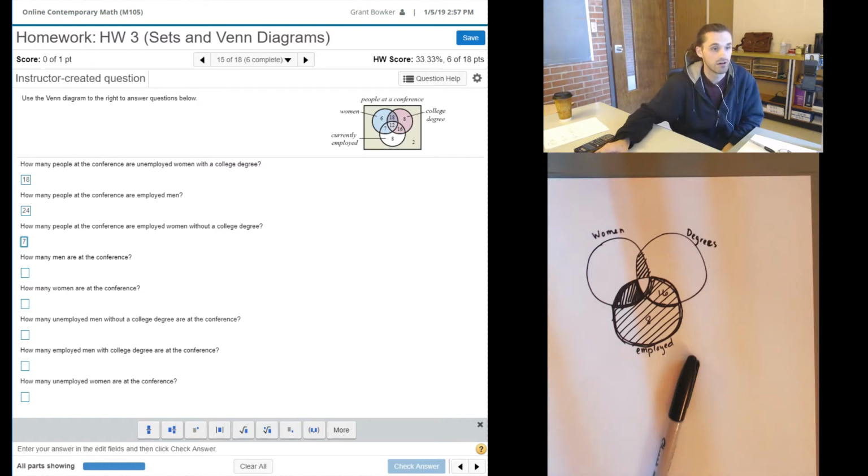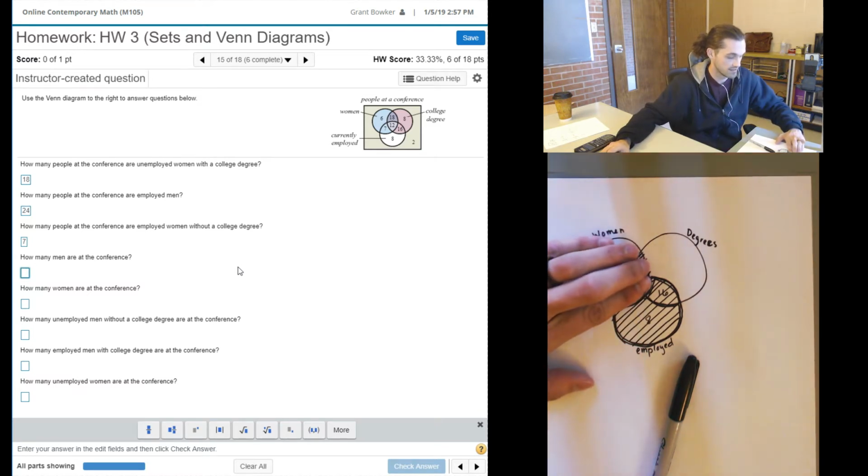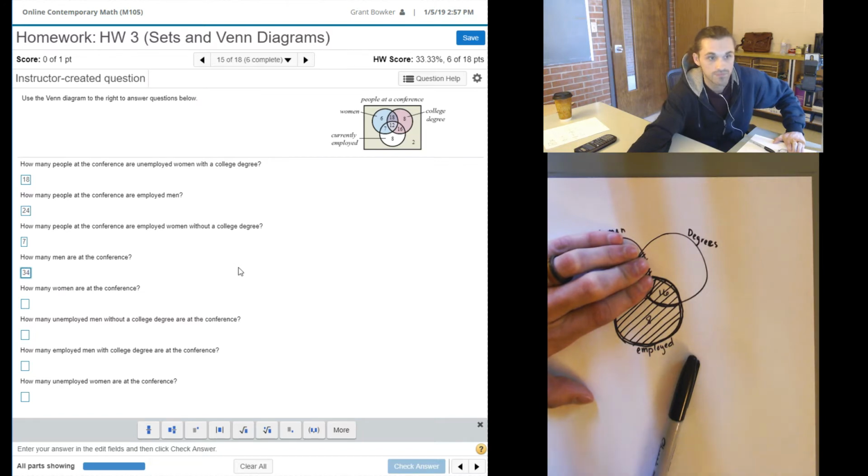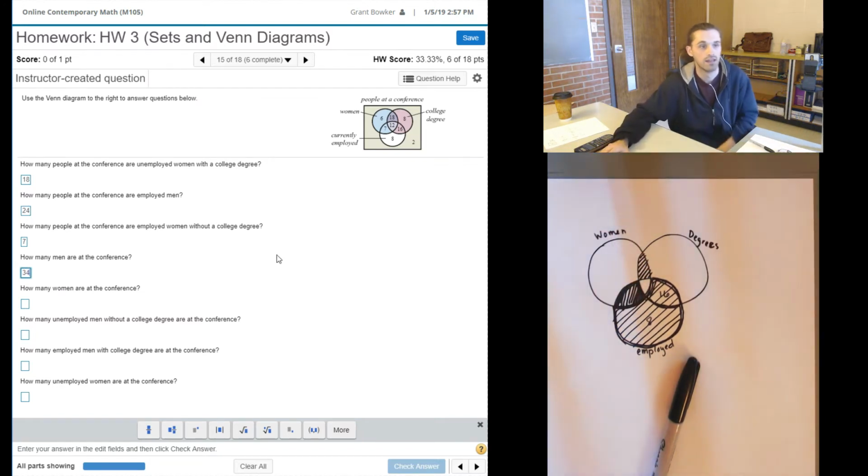How many men are at the conference? Well, how many men are at the conference is to say, cover up the woman set and add up all the numbers you see. So that would be 8 plus 8 plus 16 plus 2. So 16, 16 give you 32, plus 2 more gives you 34. Right? How many men are at the conference? Well, men means you live outside of the woman set. So that would be 8, 16, 8, and then don't forget about these 2.